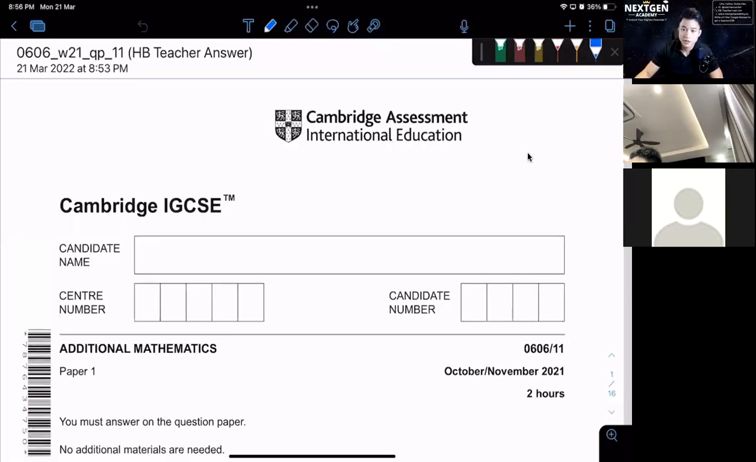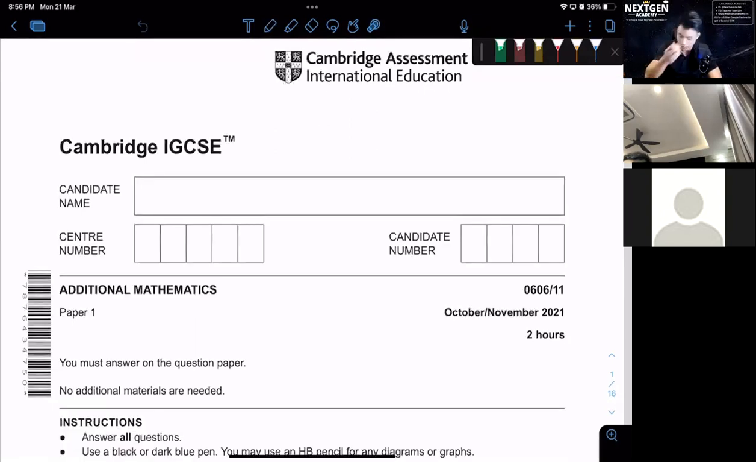All right, let's do this paper. This is the October-November paper for ADDMATHS, and this is your set 1-1. This is a 2 hours paper. So let's go a bit on the instructions.